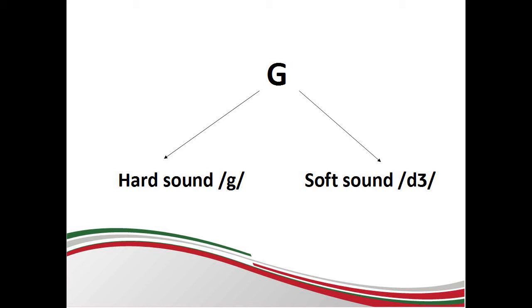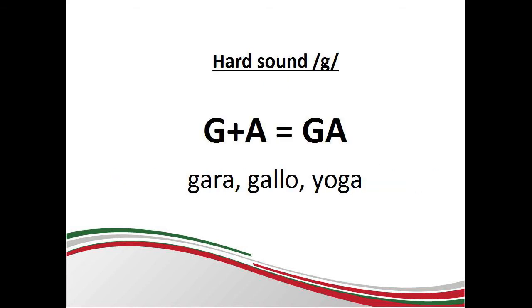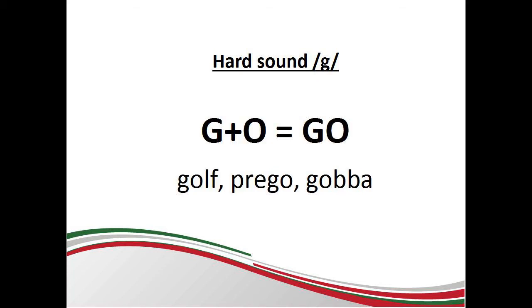For example, G before A is spelled Ga. Like gara, gallo, yoga. G before O is spelled go. Golf, prego, gobba.